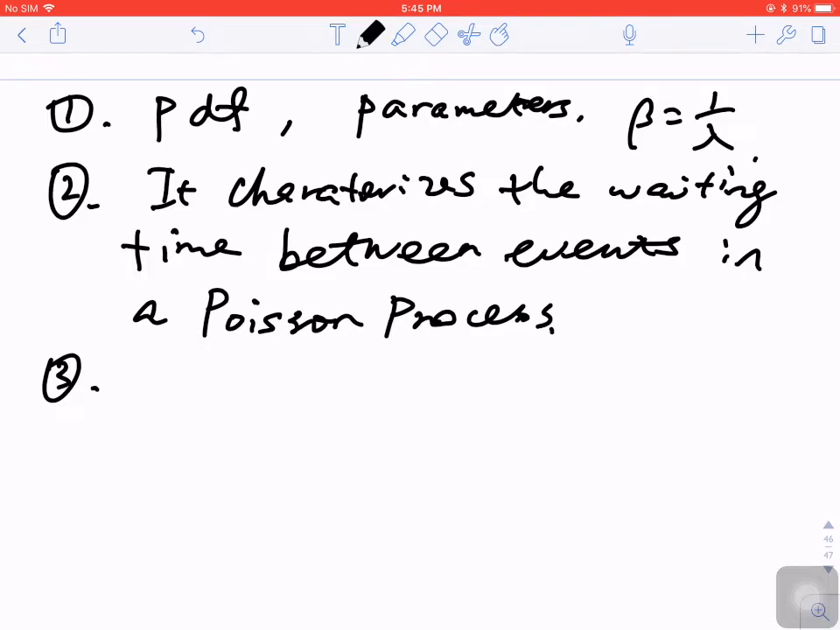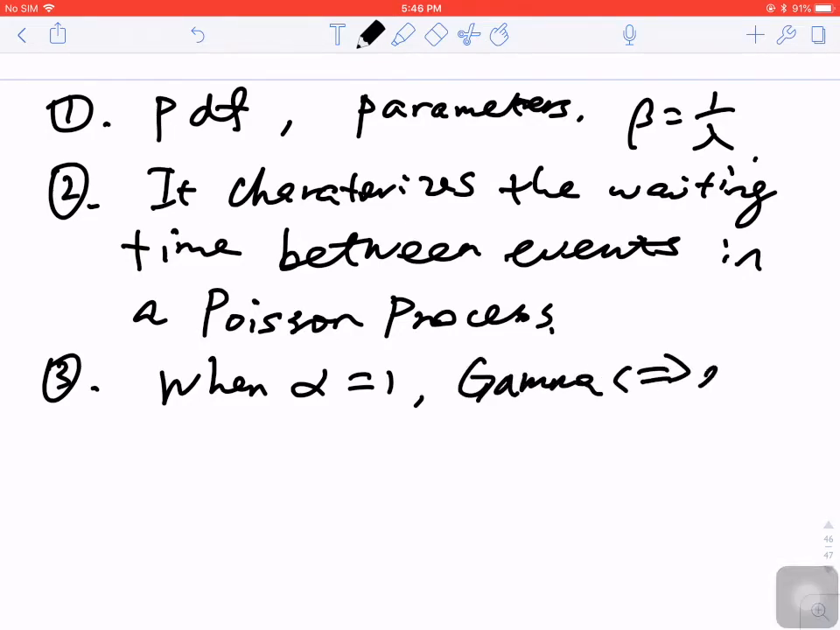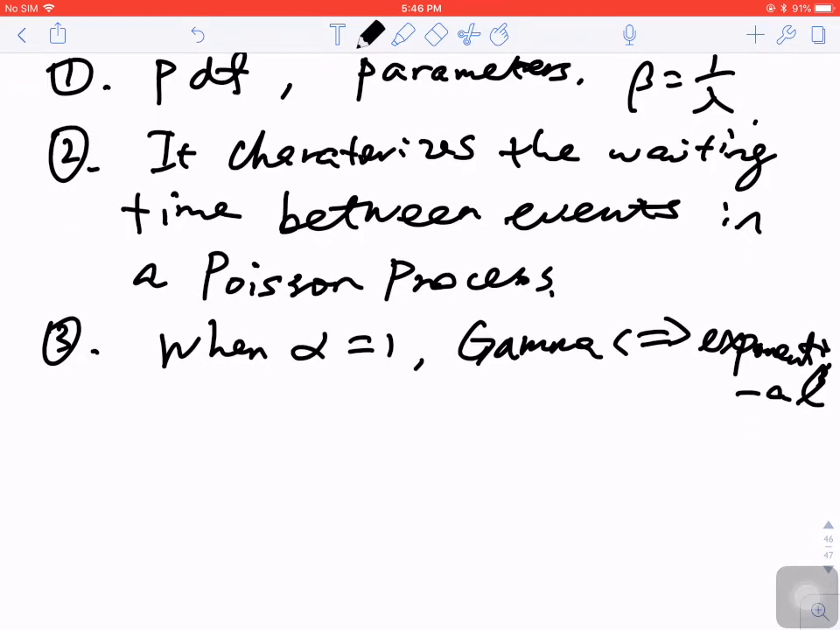Okay, the third thing, when alpha is equal to 1, so alpha here is one of the parameters of the gamma distribution. You can check this by yourself. So gamma is equivalent to exponential. The gamma distribution is equivalent to the exponential distribution when alpha of gamma is equal to 1, which means only beta is left. If you compare the PDFs of gamma and exponential, you're going to find these two are the same.